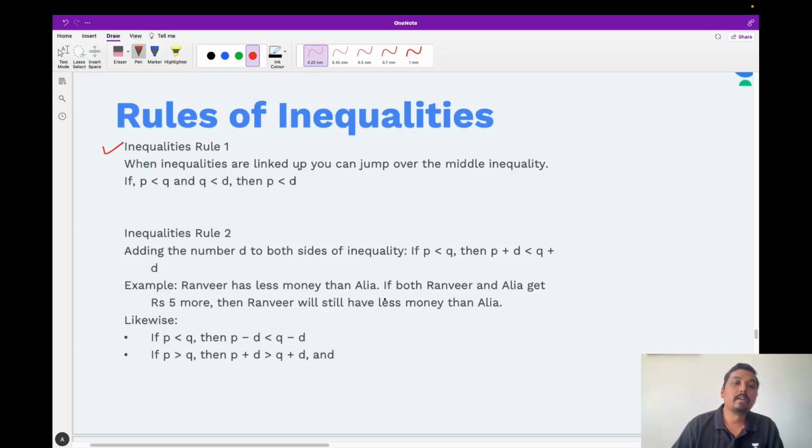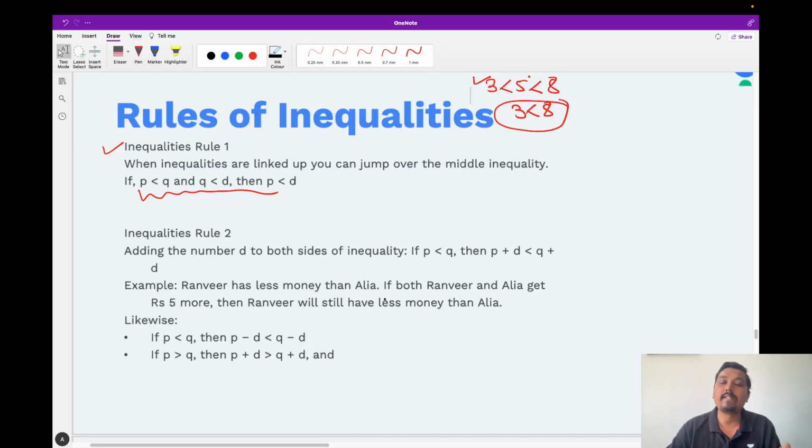Now, rule 1: when inequalities are linked up, you can jump over the middle inequalities. I'll give you a very lively and simple example. We know here that 3 is less than 5 and 5 is less than 8. Definitely we know that 3 is less than 8, because 3 is less than 5 and 5 already is less than 8. So if I eliminate the middle one, my sign is still this only. If everywhere the sign is the same, you can just put a single sign and write your answer. Same thing has been provided here: if P is less than Q and Q is less than D, then definitely P is less than D.